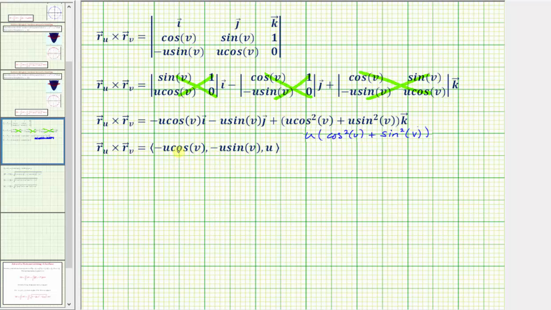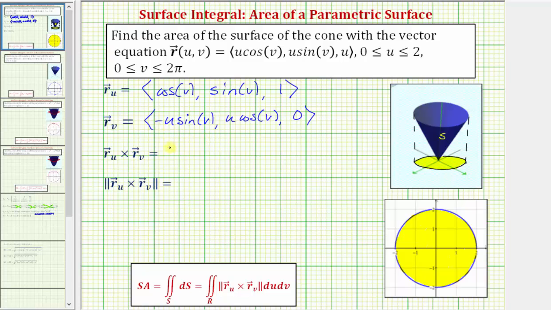Let's go back to our first slide and write down the cross product. So now we know the cross product has an x component of negative u cosine v, a y component of negative u sine v, and a z component of u.